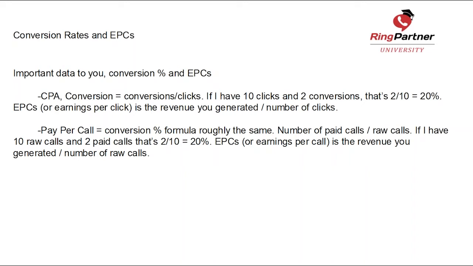Is the EPC high enough for you to keep going? Great. Is it too low? Maybe too low. What do I do? Do I change my creative? Do I change campaigns? Do I ask my affiliate manager for a rate increase because I can't make it work otherwise? There's a number of different strategies you can use to combat that, but it's really important that you give it a good test.